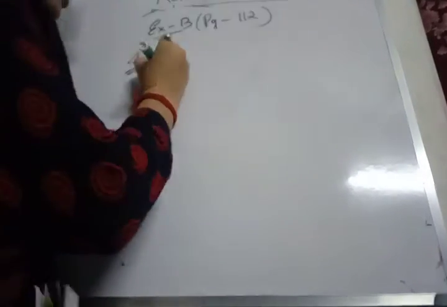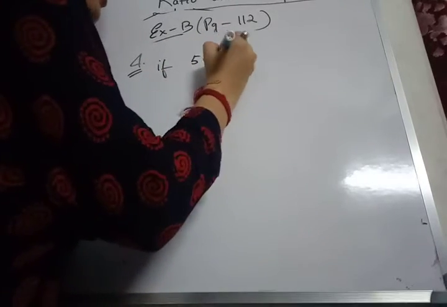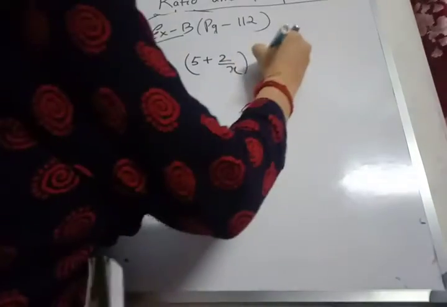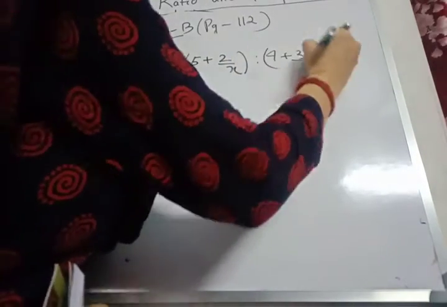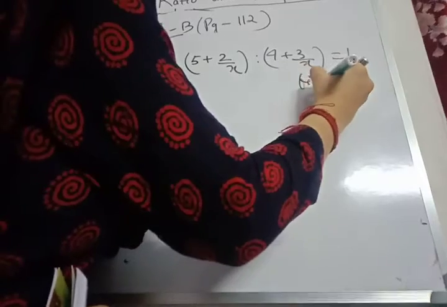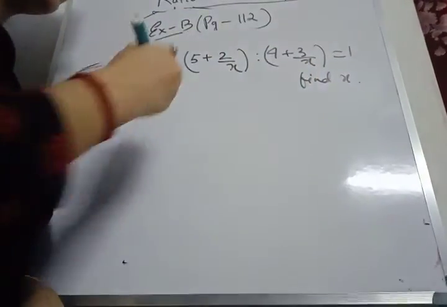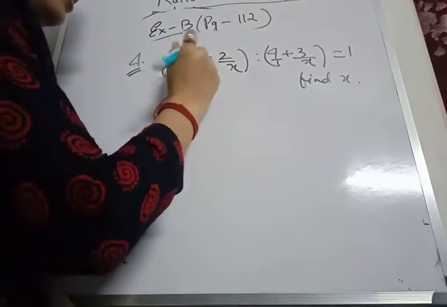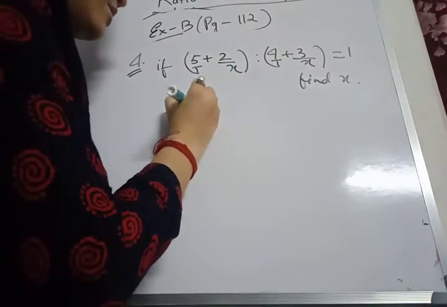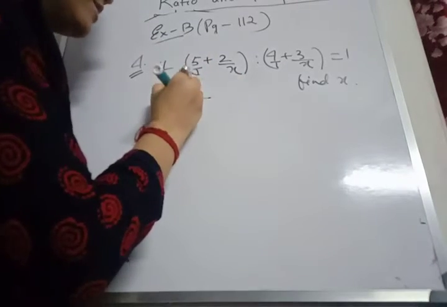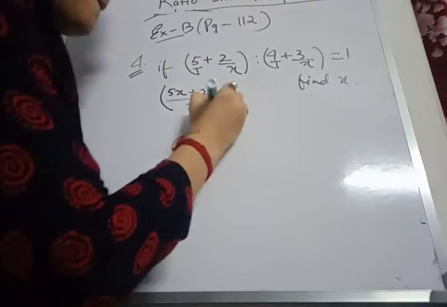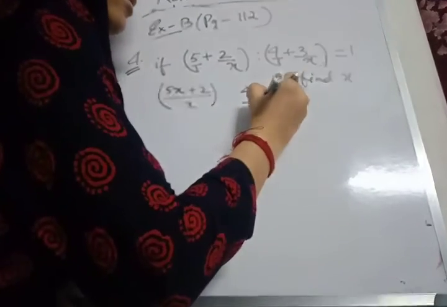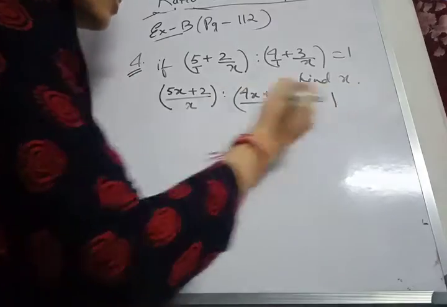Sum number 4. If (5 plus 2 by x) is to (4 plus 3 by x) is 2 is to 1, then we have to find out the value of x. So first, before doing the sum, we are going to take the LCM. LCM of 1 and x will be x. So this one will be 5x plus 2. Here also the LCM will be x. So this one will be 4x plus 3.